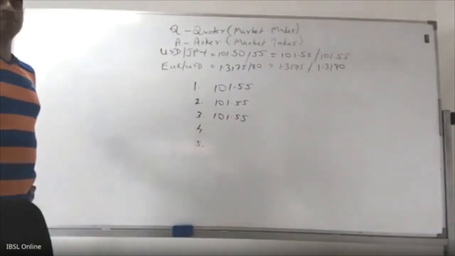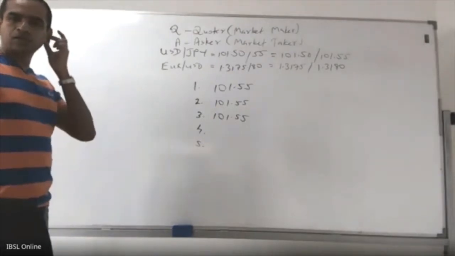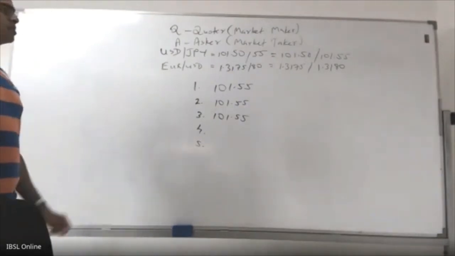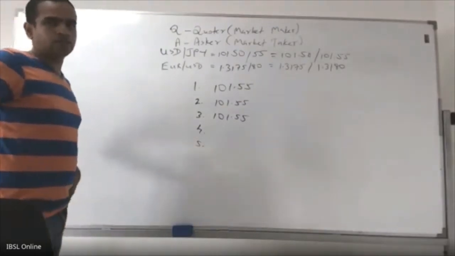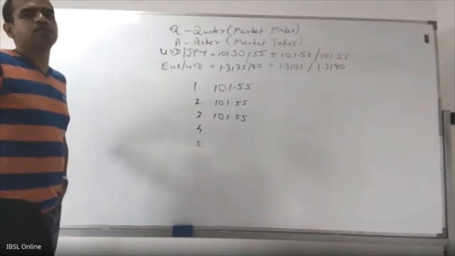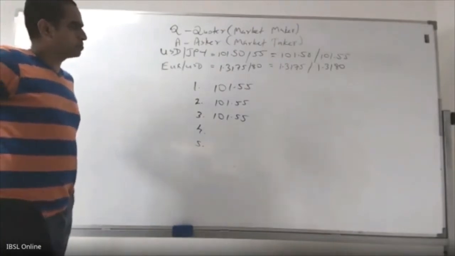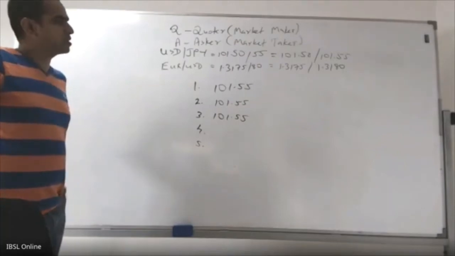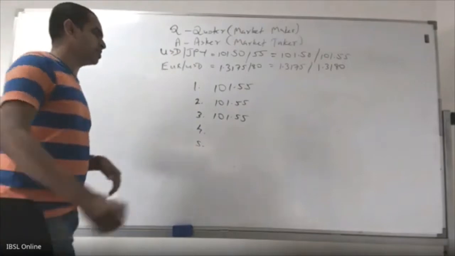Question number 4. At what rate will the asker sell dollars on euro dollar? The asker is the market taker, sells dollars on euro dollar. Sells dollars means euro is buying. Asker will buy euro at 131.80. Market taker will buy the base currency at the offer, 131.80.